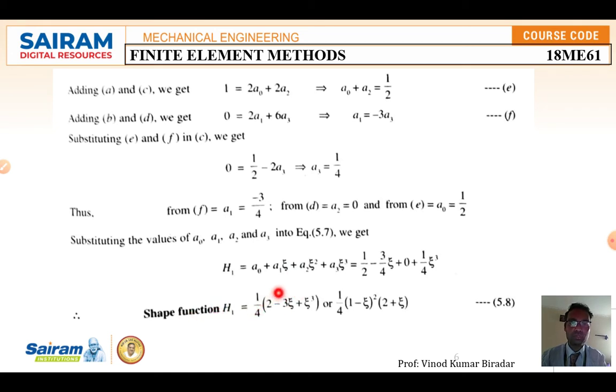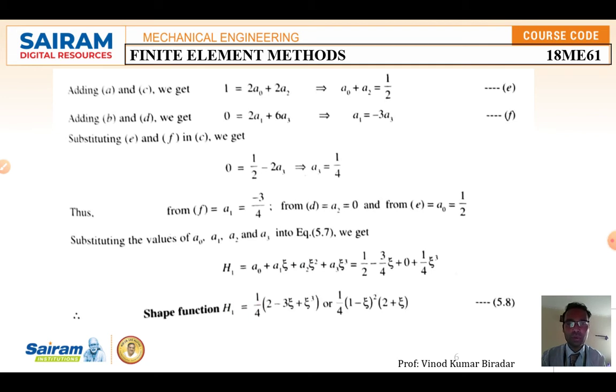Okay, so again if you want to simplify this, you are going to get 1 by 4 (1 minus zeta) whole square plus 2 into zeta. This is the Hermite shape function for node number 1. So this is very important. Similarly, you have to calculate h2, h3, h4. Then h1, h2, h3, h4 are called the Hermite shape functions.